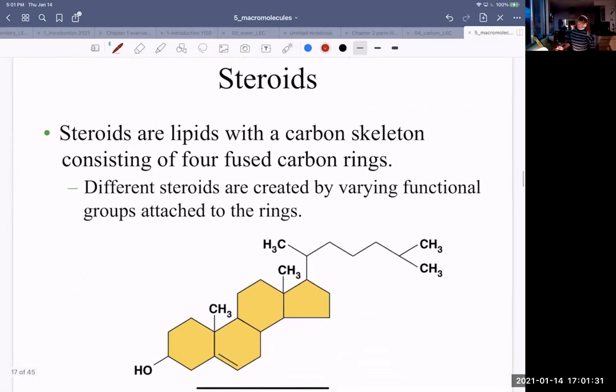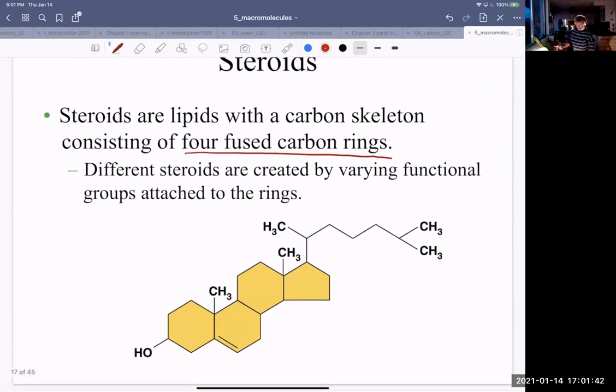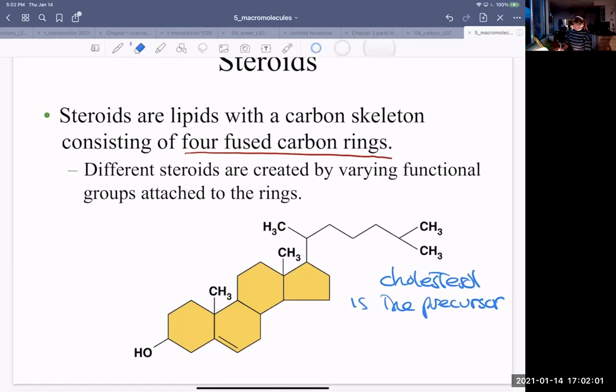Steroids, that's another kind of lipid. They have a carbon skeleton consisting of 4 fused carbon rings. They always do. That's a steroid. They all come from cholesterol. So cholesterol is the precursor from which all other steroids are synthesized.